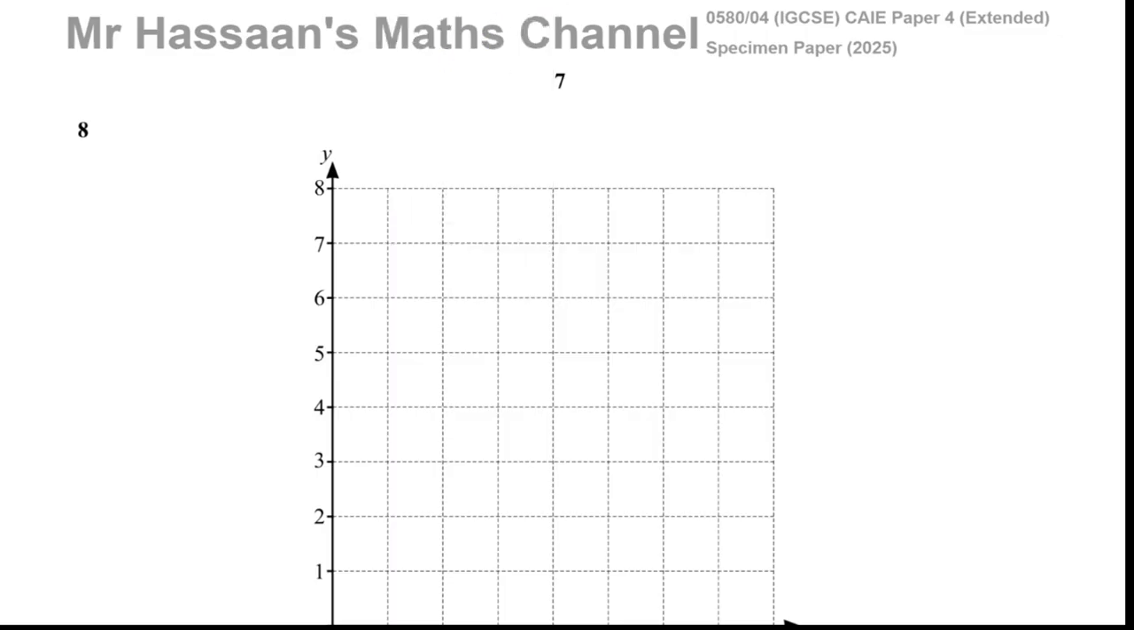Okay, question number 8 from the specimen paper, paper 4 of the 2025 new syllabus.